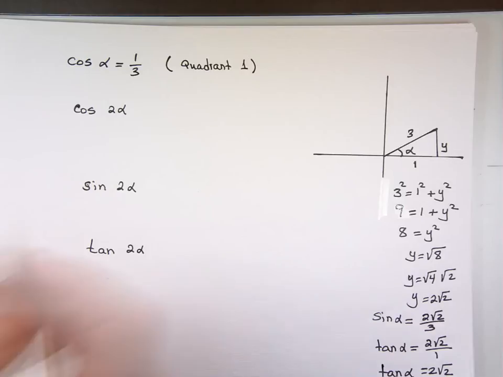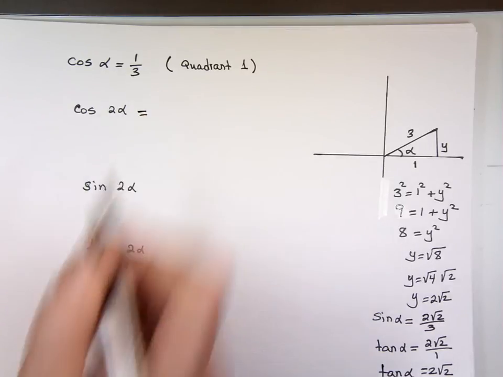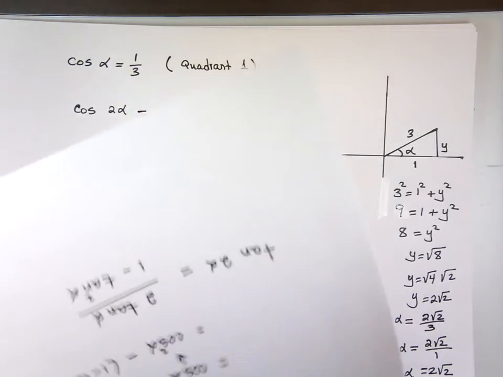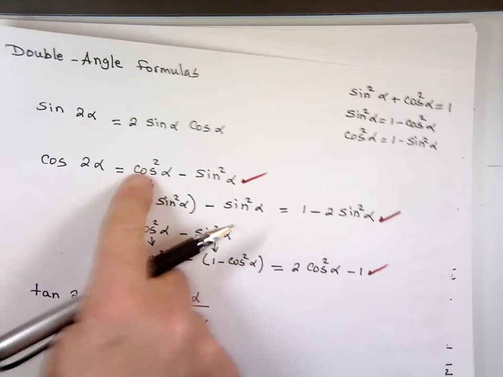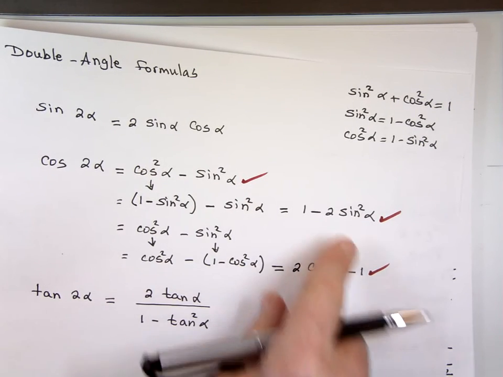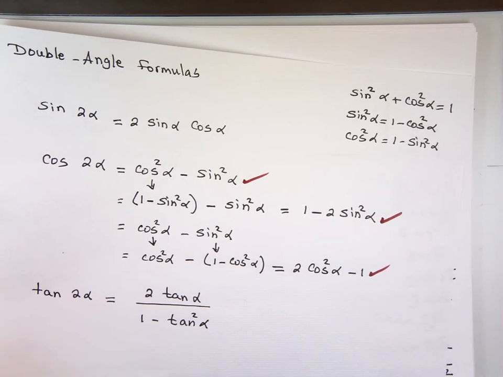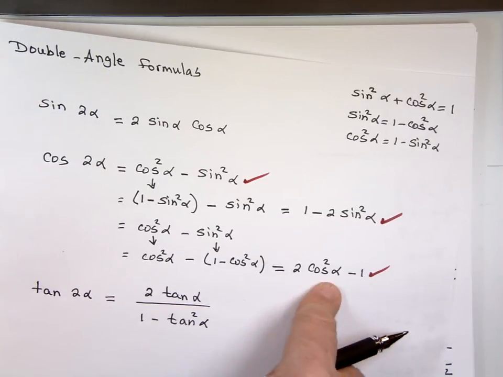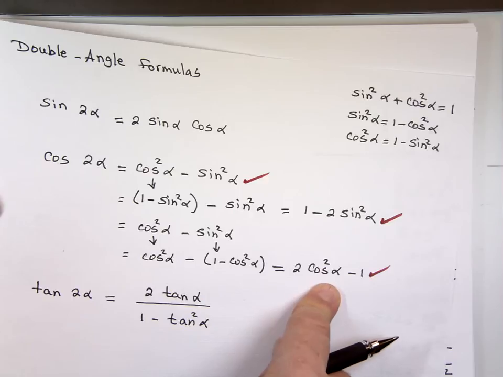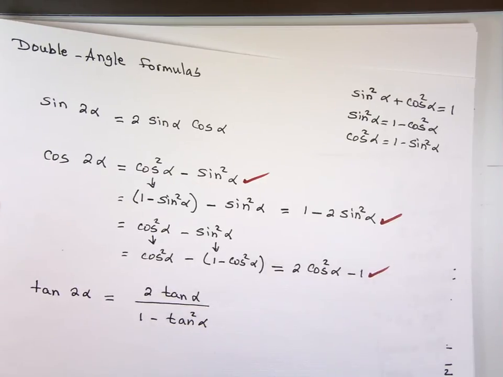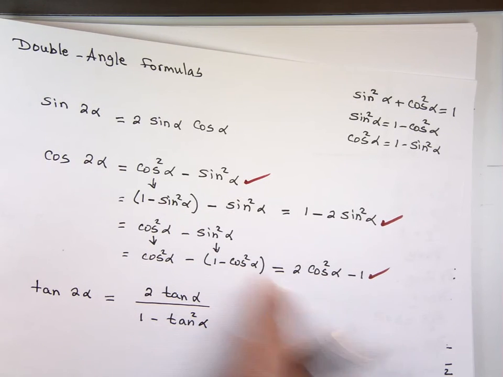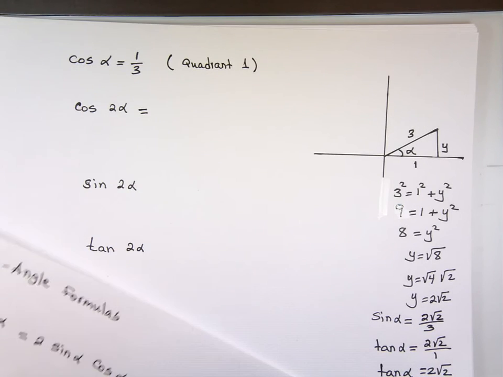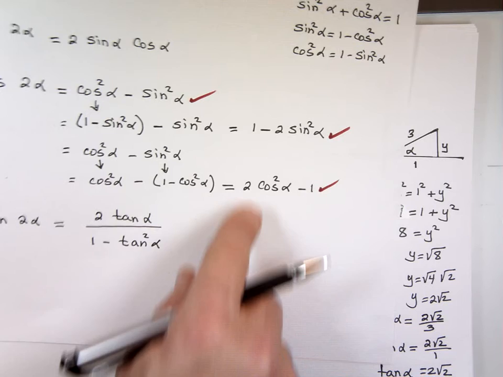So cosine 2 alpha, I have 3 choices to choose from. I can use this one, I can use this one, or I can use this one. I will choose that one. Why? Just in case I made a mistake finding the sine. This one does not use the sine, just use the cosine. They gave me that value. So that's a safer bet to use.